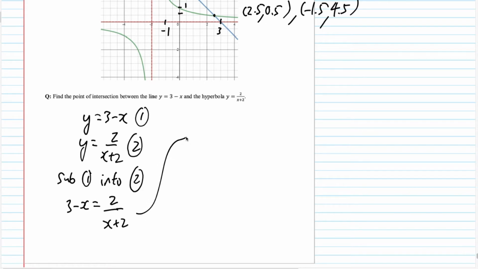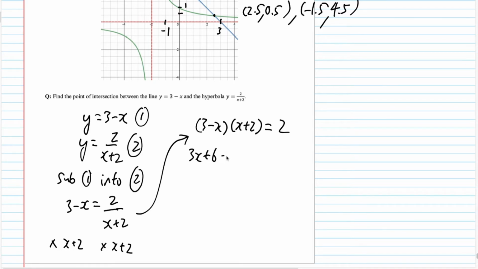To get rid of the fraction, we can multiply both sides by x plus 2. And remember, when you multiply the left-hand side by x plus 2, you're multiplying the whole thing. So what you should be left with is (3 minus x) times (x plus 2) is equal to 2, because when we multiply by the denominator, it will vanish. To solve this, you need to expand using the FOIL method. So 3x plus 6 minus x squared minus 2x is equal to 2.